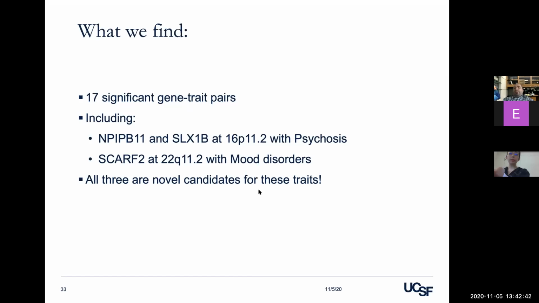And if you remember, at 22q, I didn't find any hits at all when looking at any of the large data sets. And here we found 3 novel candidates for these 2 traits that have not been found by anyone else studying these traits before.